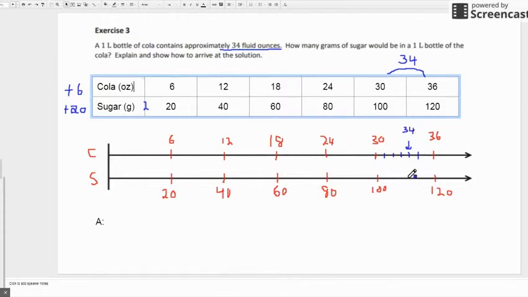So what I would have to do is, since I cut this 1, 2, 3, 4, 5 times on top, I would have to do the same on the bottom. 1, 2, 3, 4, 5. So if this is 34, this line right here connects with the 34. The question is, what is this number?